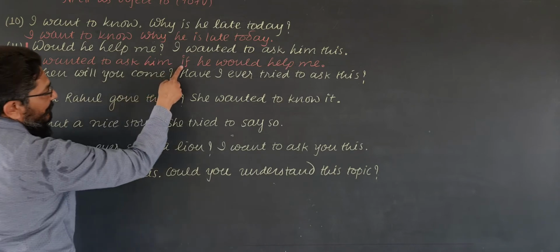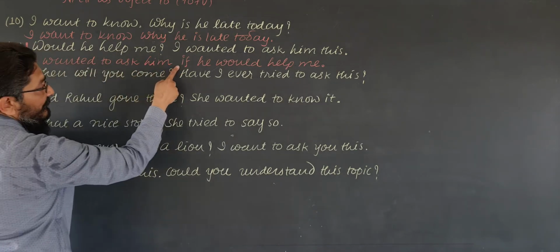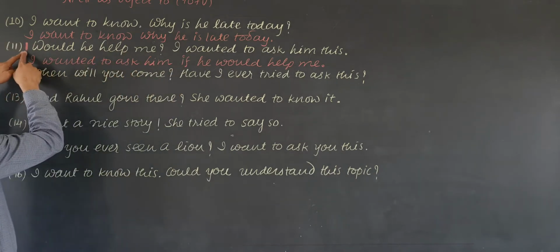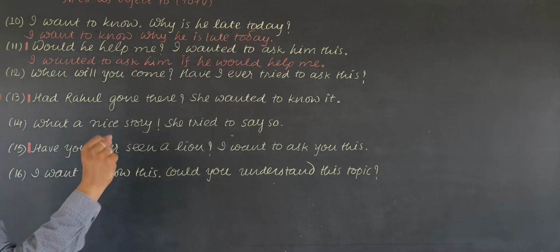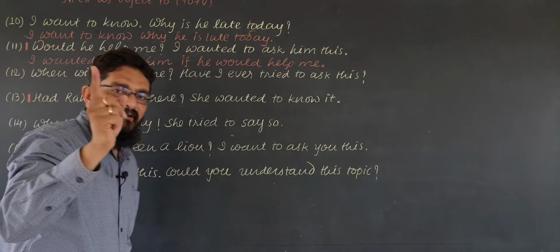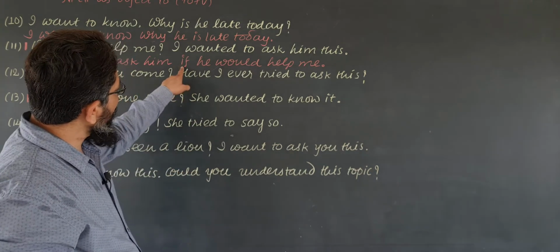Your answer will be when he would help me. Why he would help me. How he would help me. If a WH word has been given, then you have to write the WH word. If a WH word has not been given, then you will always go for if.